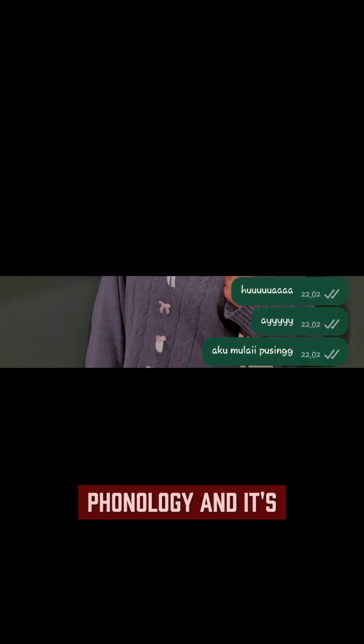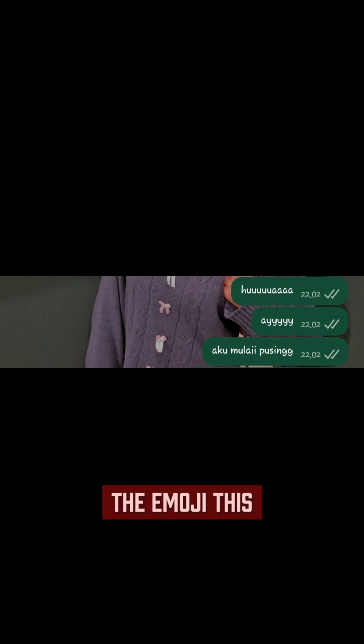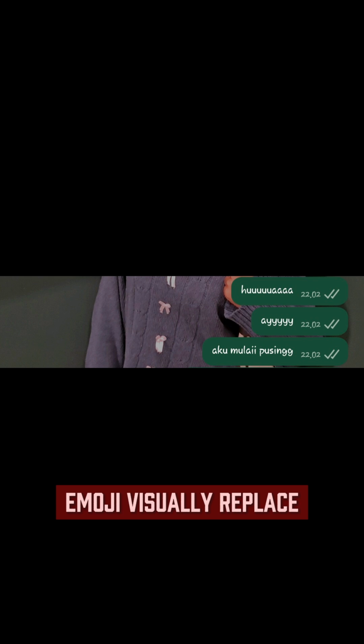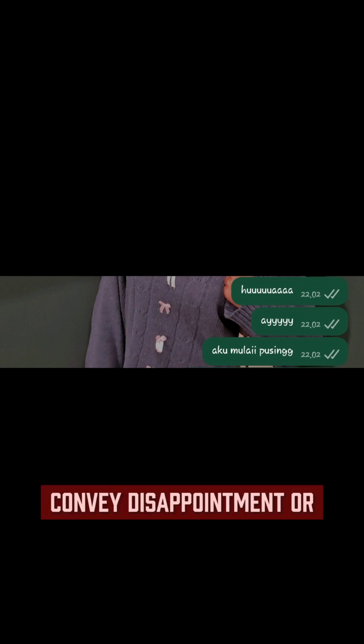And finally, phonology and its sound in text. Emoji like this, or vowel repetition, replace prosody. The vowel repetition prolongs the sound duration and emphasizes emotion. This emoji visually represents the high intonation and tone of voice that the speaker would use to convey disappointment or pity if speaking orally.